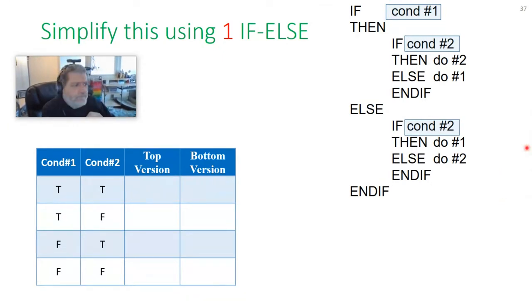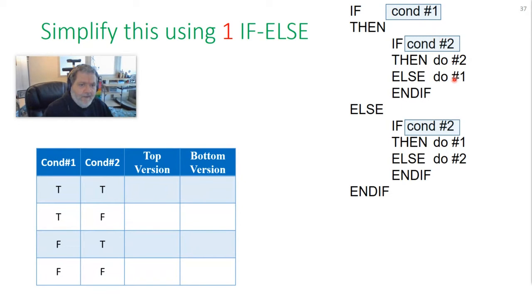So what do I put here? Did I lose my pointer? There we go. So let's start with this one. Given the code at the top here, we have only the code at the top. What do I put? Okay, good. So true, true, I'm going to say do number 2. This is true, I go here. This is true, I go here. Perfect.